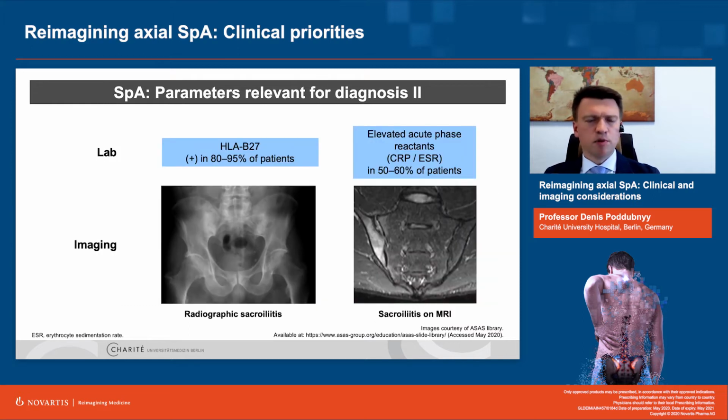In the lab, we have B27 positivity, which normally has quite good performance as a diagnostic tool, and elevated levels of the so-called acute phase reactants, C-reactive protein and ESR, which are positive in 50 to 60% of patients. Imaging still plays a quite big role in the diagnostic, but also in the classification approach, and the two major imaging procedures are X-ray of sacroiliac joints and MRI of sacroiliac joints, where especially MRI would really allow an early diagnosis of the disease.